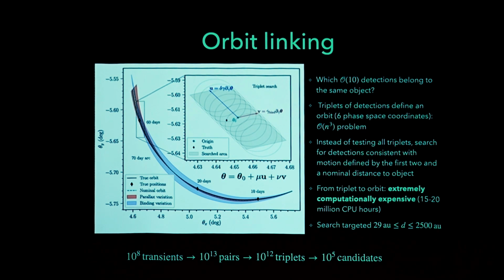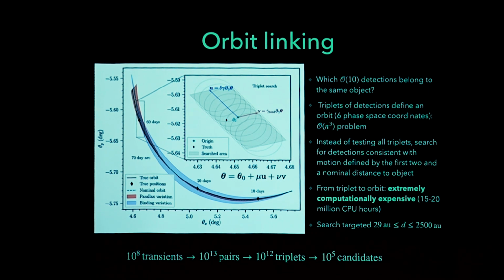The way we did this was essentially by positing that we knew the distance of the object. If you do this, then you can reduce your search space by a very significant factor, and then your process becomes a lot easier. So we went from 10^8 transients to 10^13 pairs and 10^12 triplets. The 10^12 triplets are the ones that we can actually fit an orbit to, and then we measure, to see if this thing shows up in every other image.